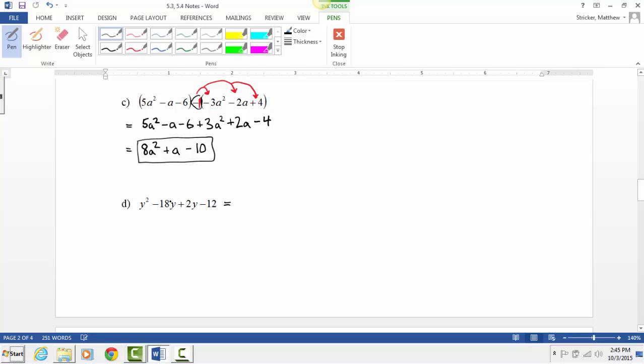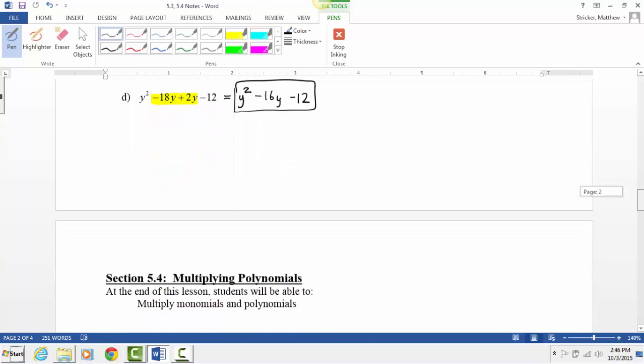So to combine like terms, we have y squared. There's only one y squared term, but then we have 2 y terms. Negative 18 plus 2 is negative 16y. And we have the minus 12 left over. And that is section 5.3.